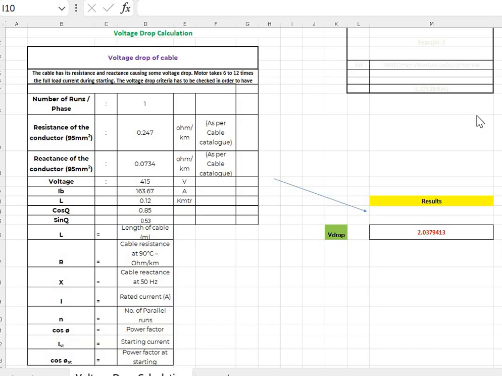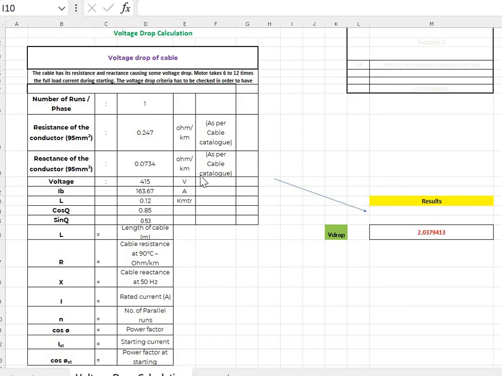We are going to learn voltage drop calculation. This is voltage drop calculation for cables. The cable has its resistance and reactance causing some voltage drops, and a motor takes 6 to 12 times the full load current during starting. So the voltage drop criteria has to be checked.